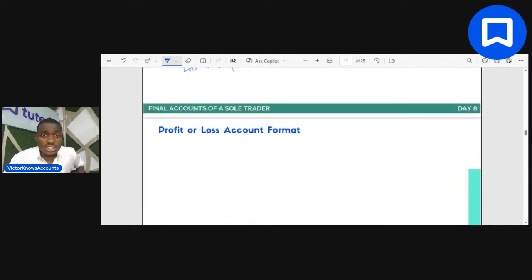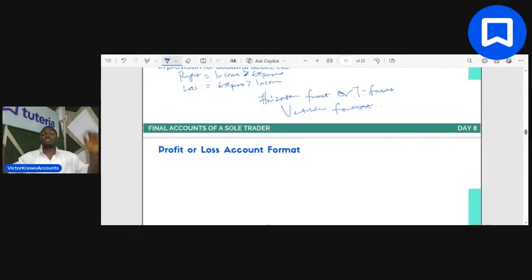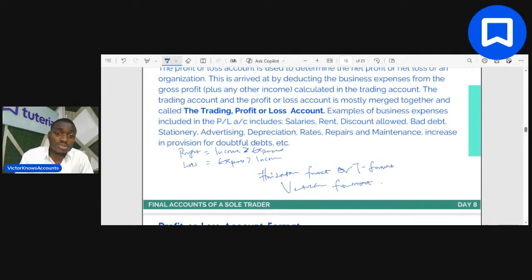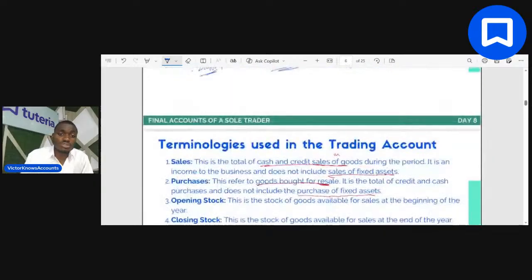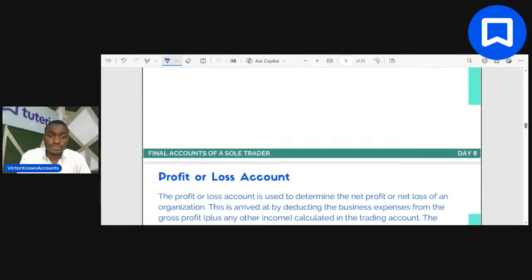Now don't forget, there are two formats to prepare your trading profit or loss account. You have your horizontal format, that is also known as the T format, and we have the vertical format. Now, the T format is called T format because it looks like a T. For example, look at the way we did our trading profit or loss account. You see that this is a T account. We had something go like this and another one like this. So that's T.